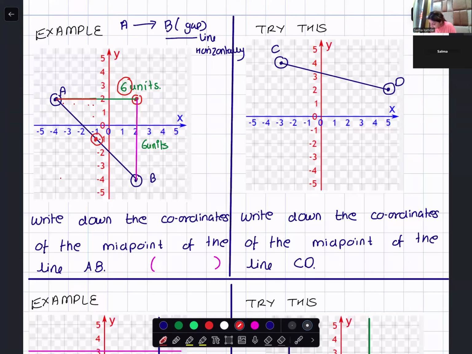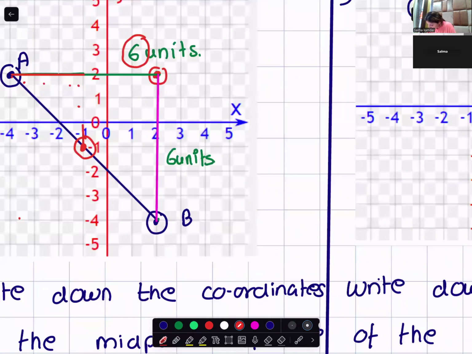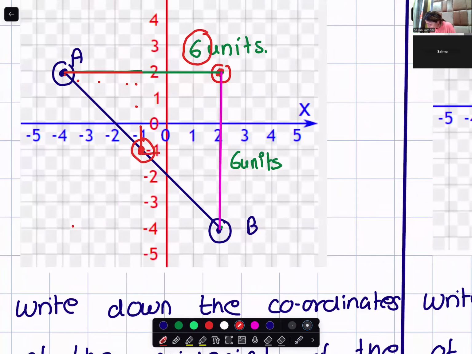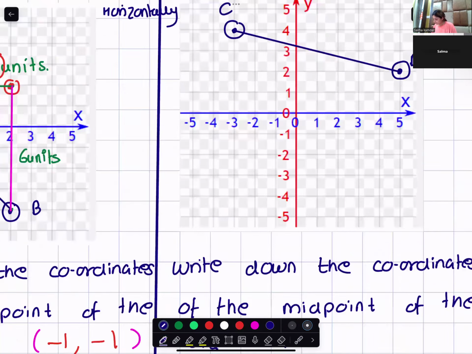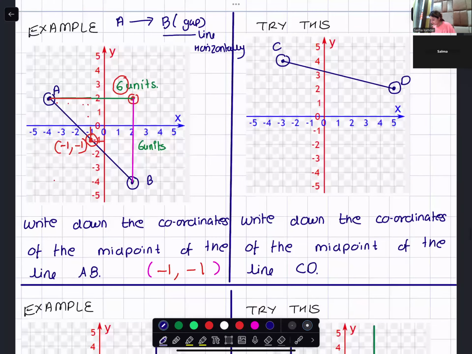So the coordinates of the midpoint are: the x coordinate is -1 and the y coordinate is -1. So the midpoint is -1, -1. Let's check over here. Try this first yourself. Pause the video and try it.